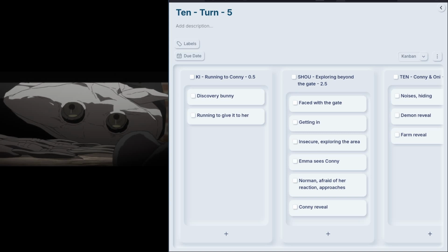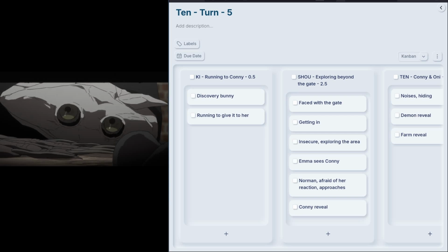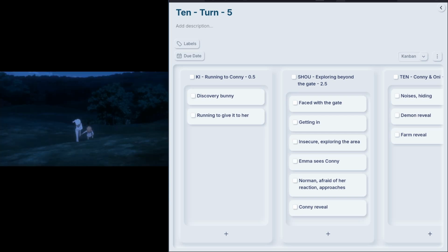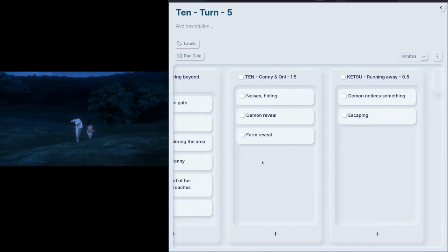And then the Ten of Ten of Ten is the demon sensing someone is there. And that leads to not finding anyone. And then the Ketsu of Ten over here, this is them running away, resolving this storm of an act.